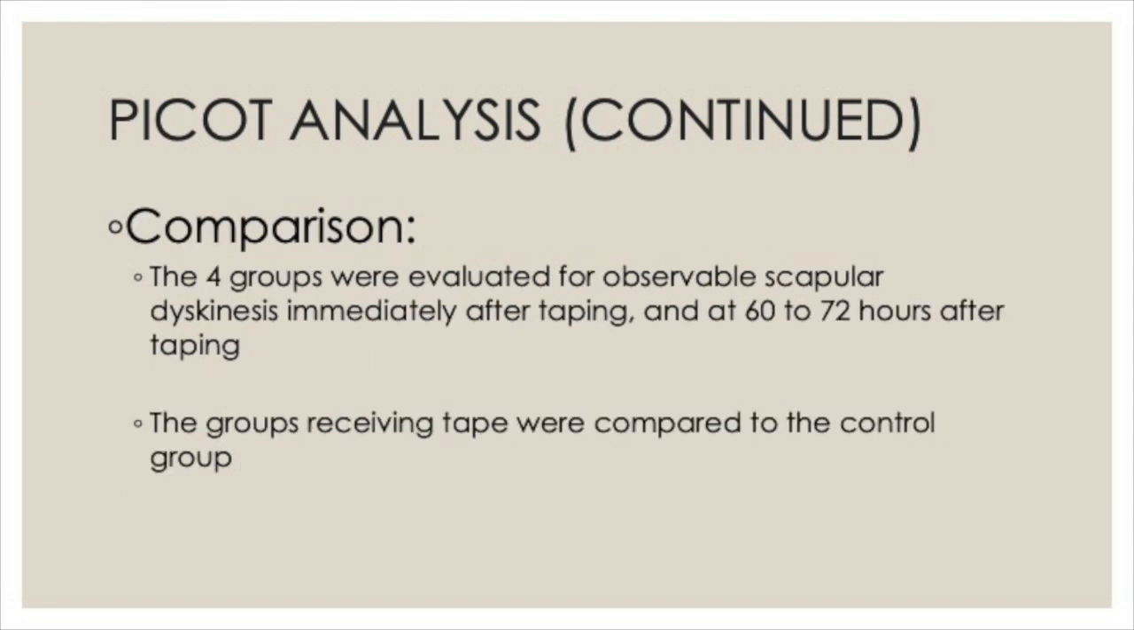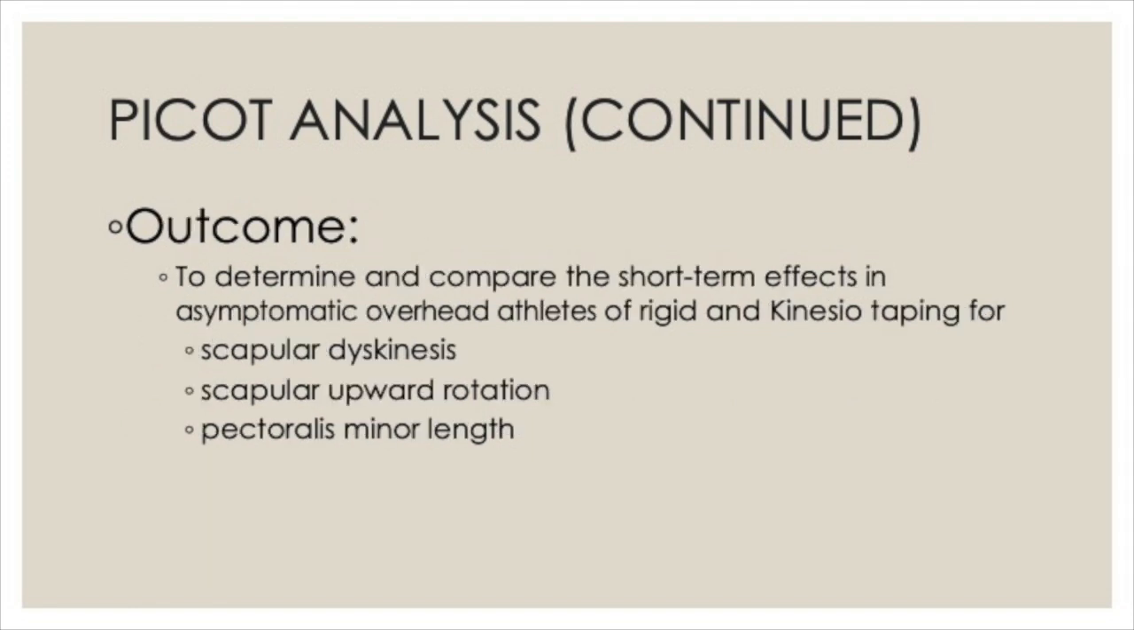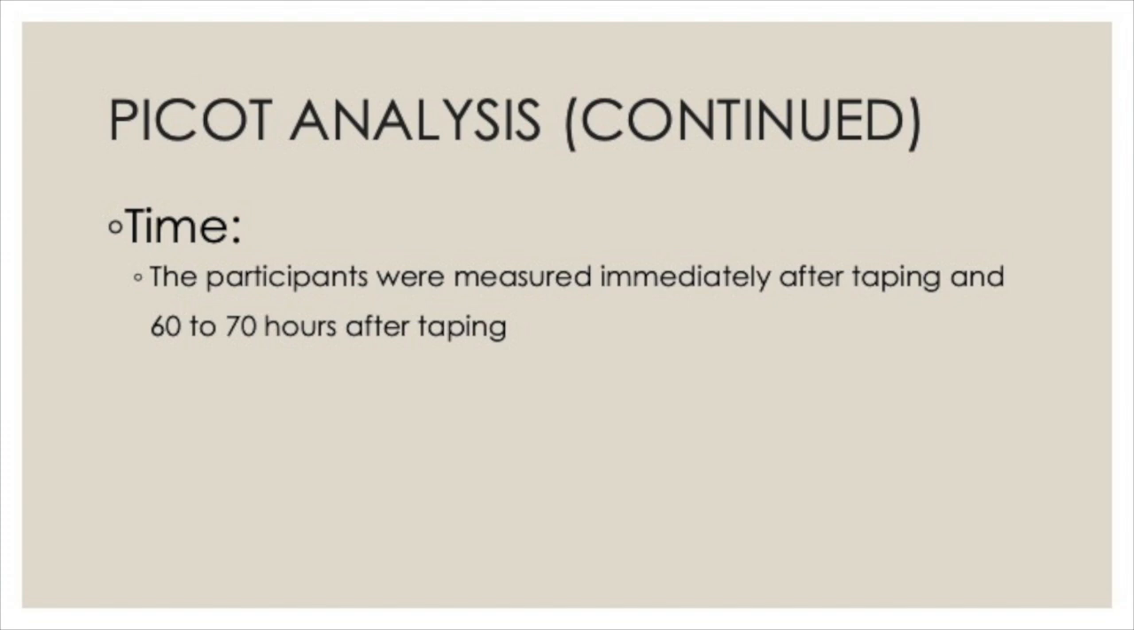The comparison was the 4 groups were evaluated for observable scapular dyskinesis immediately after their taping type and 60 to 72 hours after they were taped. The groups receiving tape were compared to the control group. The outcome of the study was to determine and compare the short-term effects in asymptomatic overhead athletes of rigid and kinesiotaping for scapular dyskinesis, scapular upward rotation, and shortening of the pectoralis minor. The time frame for the study was 60 to 70 hours after the participants were taped.